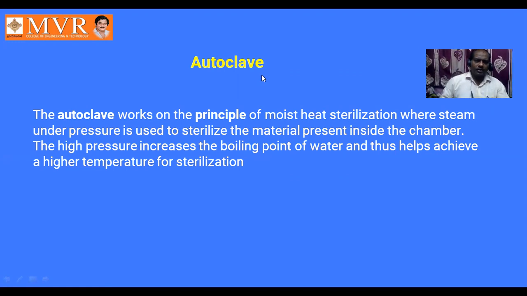First of all, what is an autoclave? Autoclave works on the principle of moist heat sterilization, where steam under pressure is used to sterilize the material present inside the chamber. High pressure increases the boiling point of water and thus helps achieve a higher temperature for sterilization.